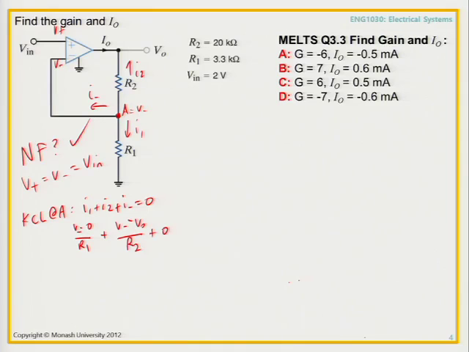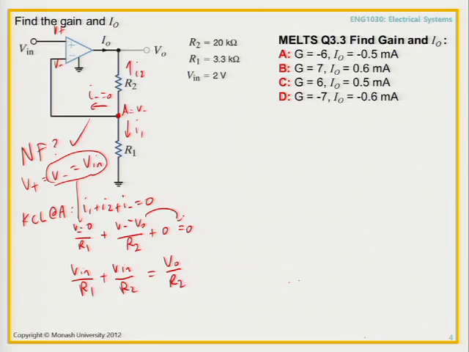plus I2, which is V minus subtract V out over R2, plus I minus, which is equal to 0. Very good, because no current flows into the input terminals of the op amp. Well, V minus is equal to V in. So let's substitute that in there. Therefore you get V in over R1 plus V in over R2 is equal to V out over R2. I'm taking this to this side.